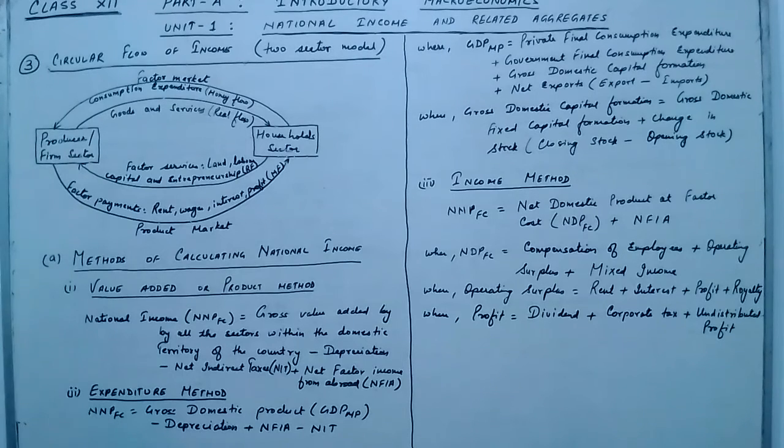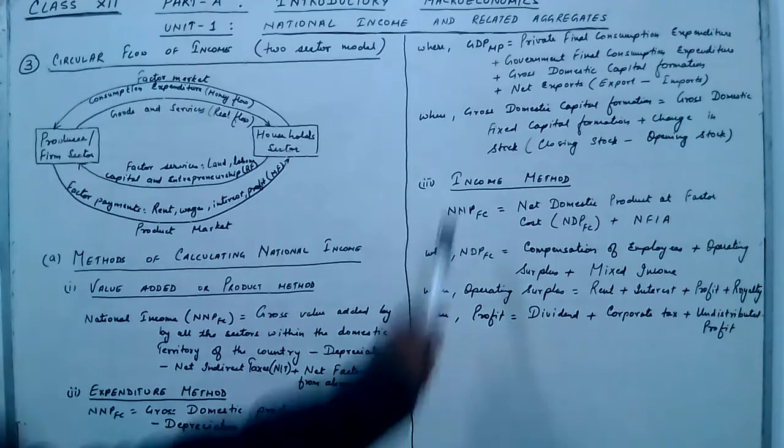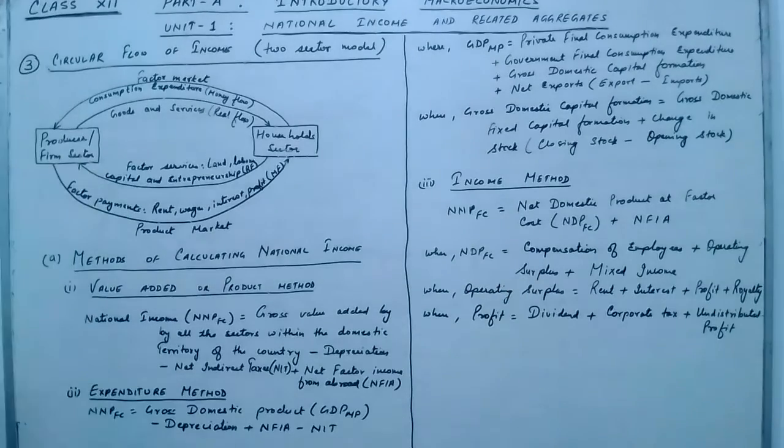Now the next part is, what are the formulas or methods to calculate the national income? National income is basically calculated via three methods. The first method is the value added or product method. The second is the expenditure method, and the third is the income method.